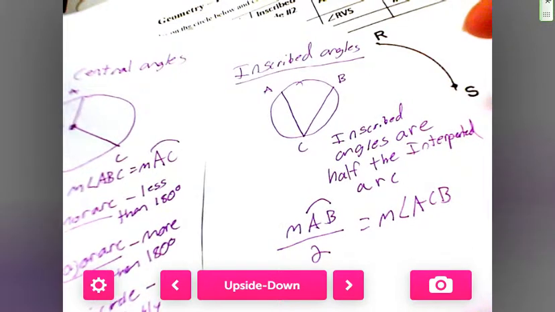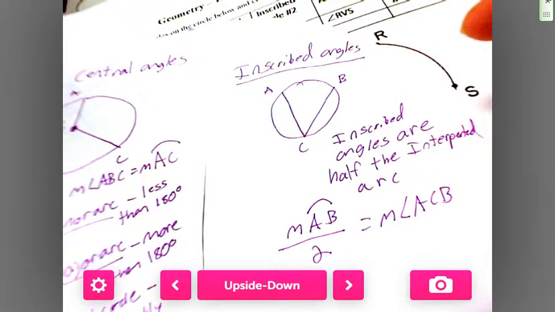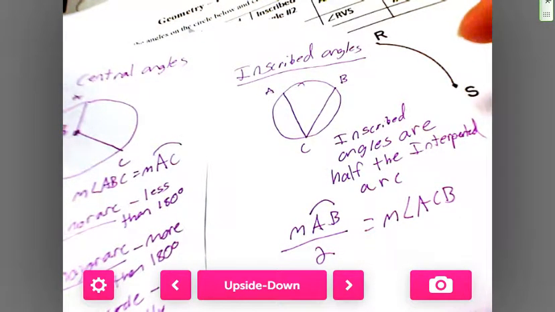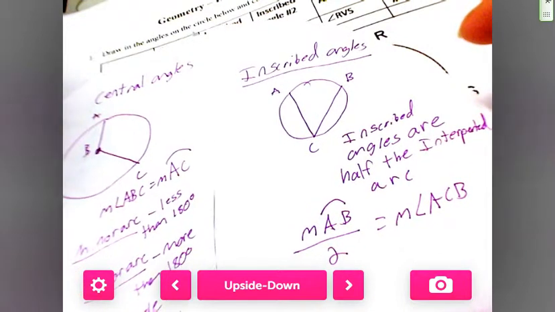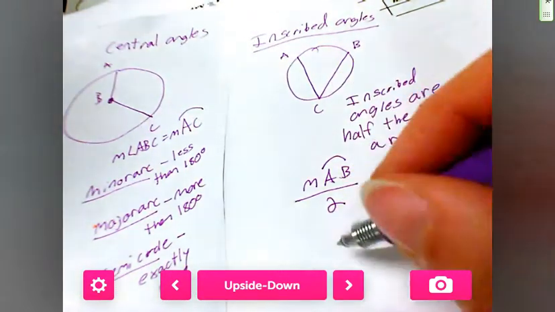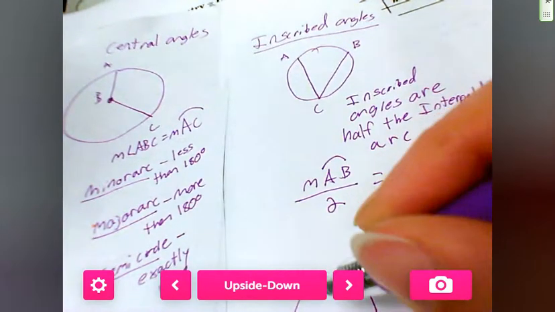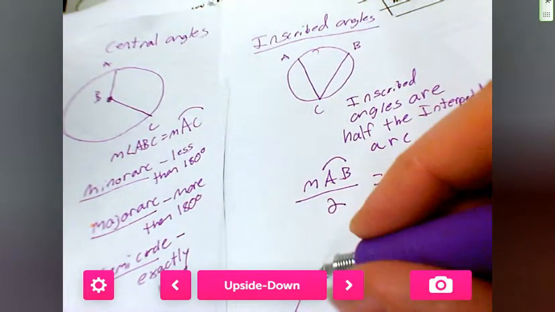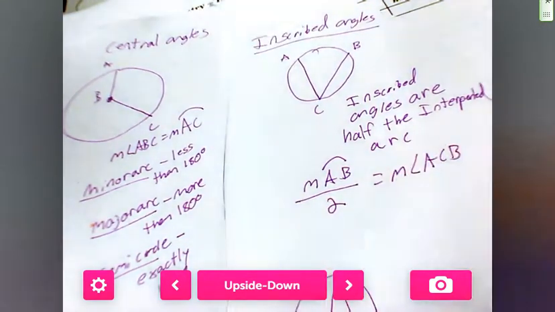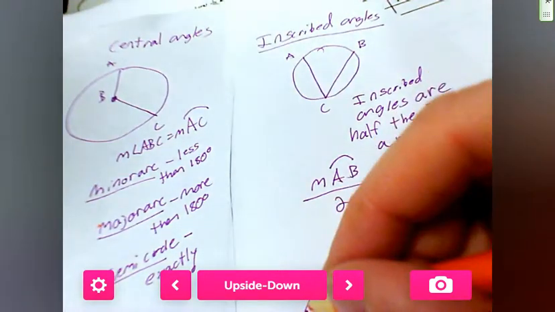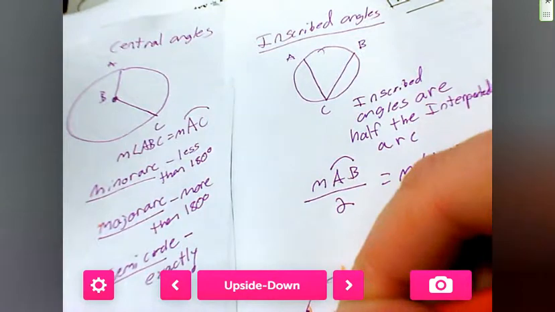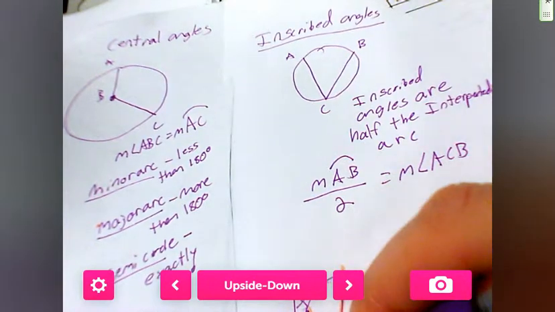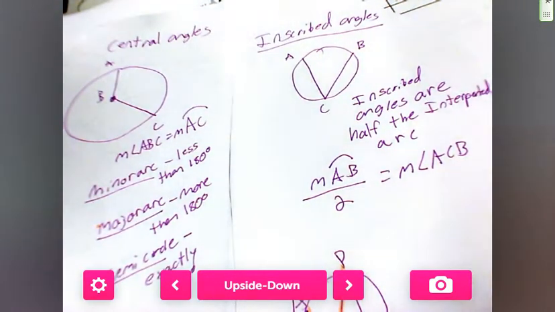And I'm going to put one more thing about intercepted arcs and inscribed angles, and then we'll go ahead and look at the classwork. So I'm going to move this up just a bit. Okay, if I've got a circle where I've got 2 inscribed angles, okay, I'm going to outline this in orange. So this angle and this angle. Okay, we've got A, B, D, and A, C, D.